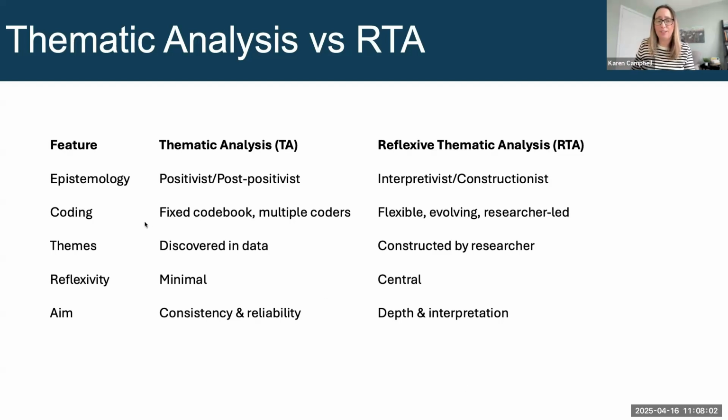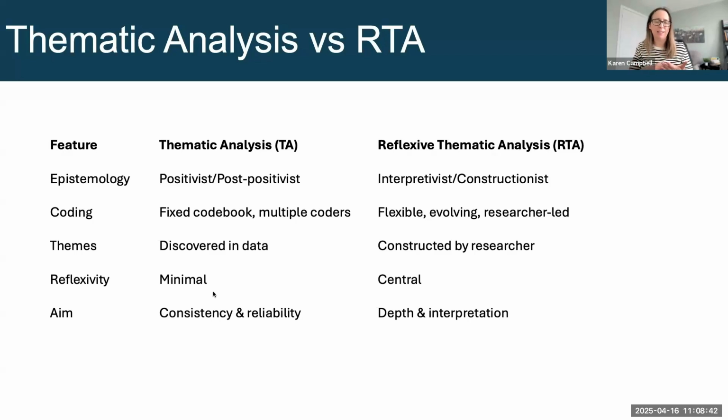Typically, we might see things like a code book or multiple coders so that we can get coder reliability within thematic analysis, but reflexive thematic analysis may only have one researcher. It might have a team of researchers like what we did in the paper that I shared. It's also evolving and very flexible in the ways that it lays out. So a code book might not work because those codes may change as the process goes on. Again, the themes are either discovered or constructed, which is a huge difference.